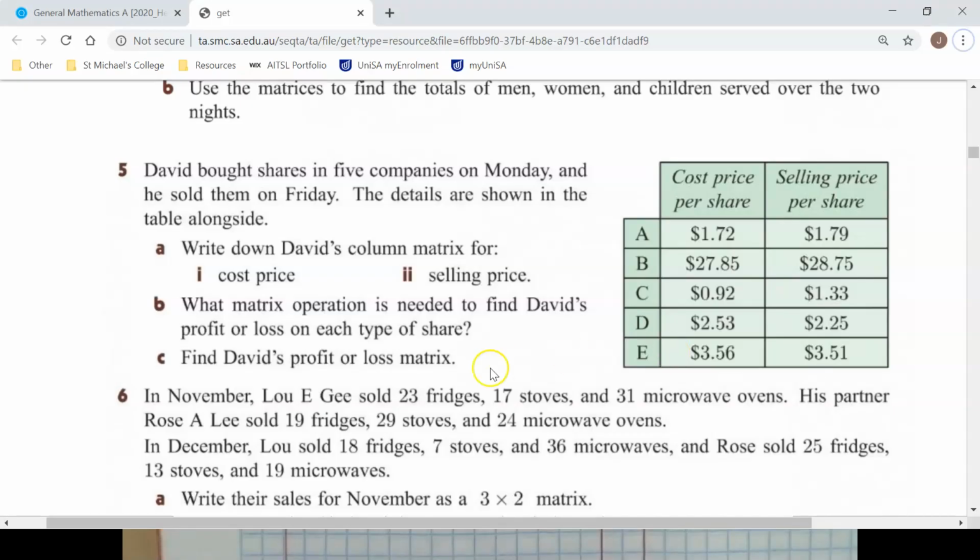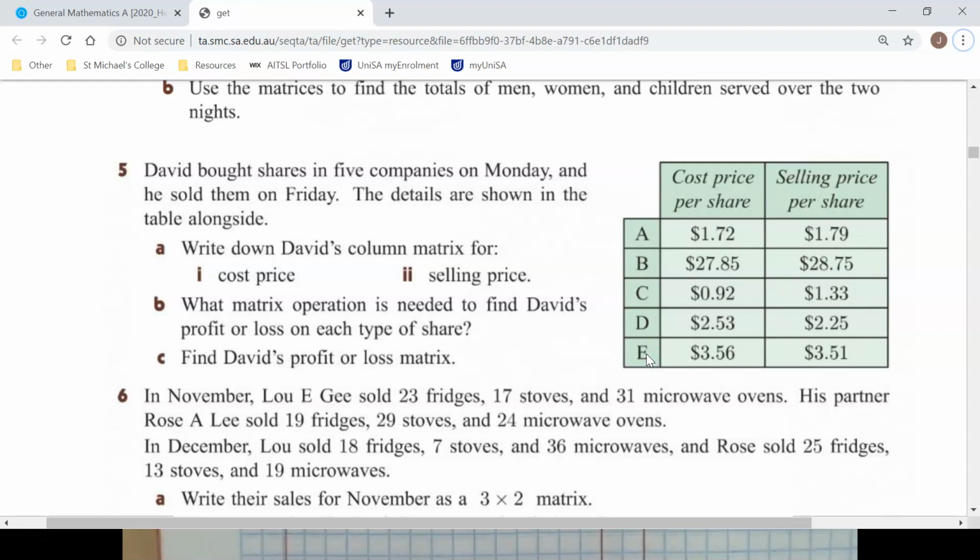Right, then B. What matrix operations needed to find David's profit or loss on each type of share? So this is telling us what price he's bought the share for, and this is the price that he sold it for. So if we wanted to work out the profit or loss on each one of those different types of shares, how could I work it out? For share A, what would I have to do to work out the profit or loss on share A?